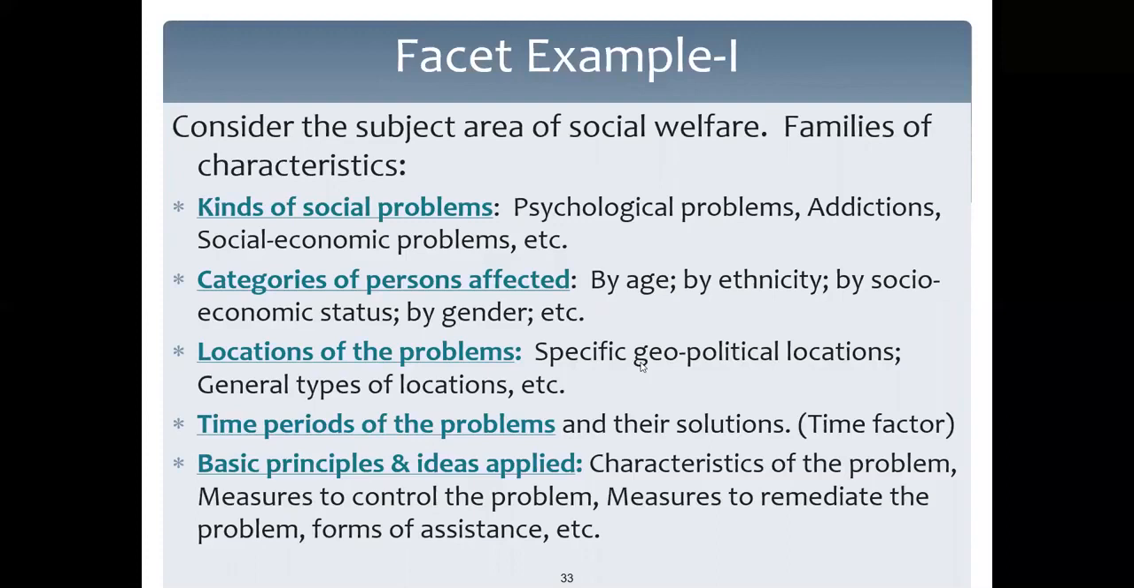These are things to think about when you get back to your library and you have that new book that comes across your desk. Kinds of social problems, categories of persons affected, location. So, anything that is a unique characteristic. Things about people, places, kinds of problems, time periods, basic principles and ideas applied. Those are all things to have as a check sheet when you are cataloging and creating your notation for your particular item.